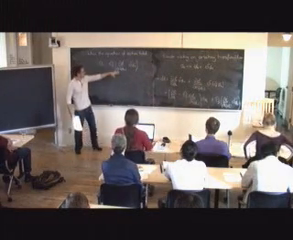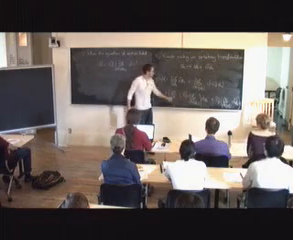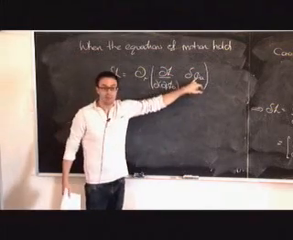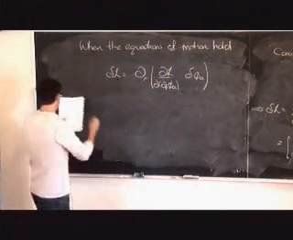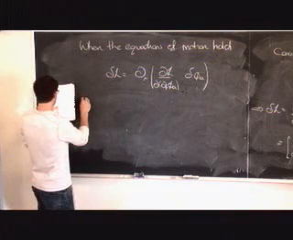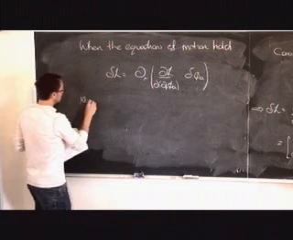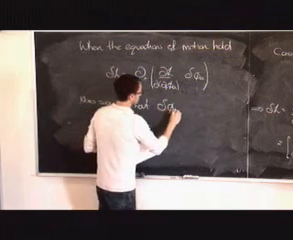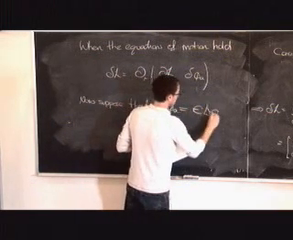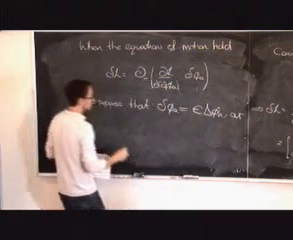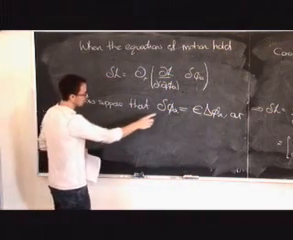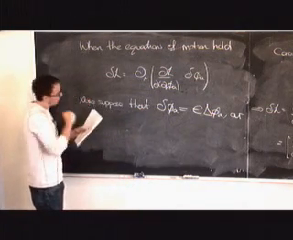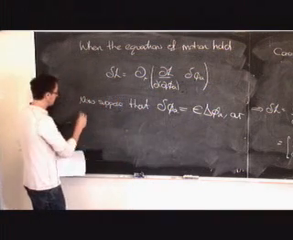Okay, so we have some field configuration. If that field configuration obeys the equations of motion, the Lagrangian density changes in the following way under any arbitrary transformation. Okay? But now, suppose that the transformation we're considering is the symmetry.